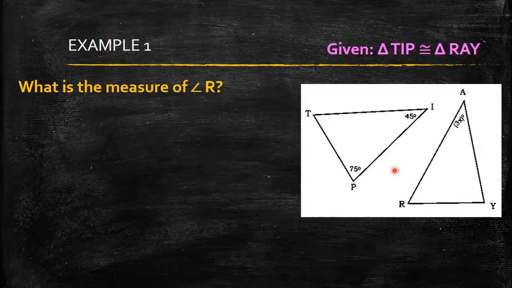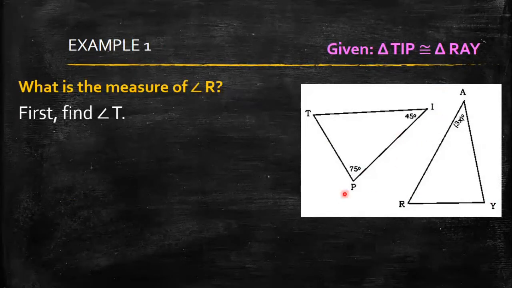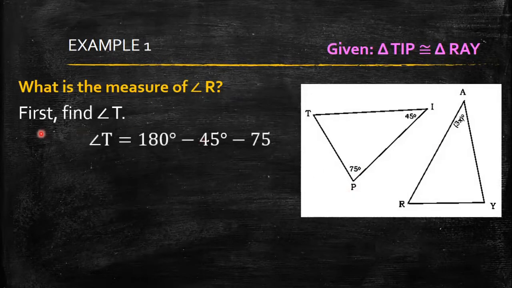So, hahanapin natin yung measure ni angle R. First is to find angle T dahil meron tayong given na angle I at angle P. So, tandaan na sa triangle, ang measure po ng kabuuang angle ng isang triangle ay 180 degrees. So, ang gagawin natin to find T, i-subtract natin si angle I at si angle P sa 180 degrees. So we have angle T equals 180 degrees minus 45 degrees minus 75 degrees. So we have angle T is equal to 60 degrees.